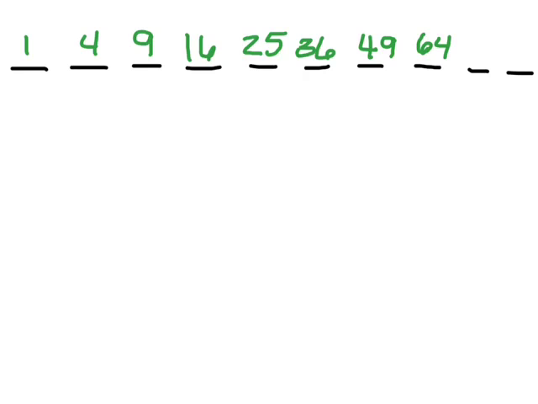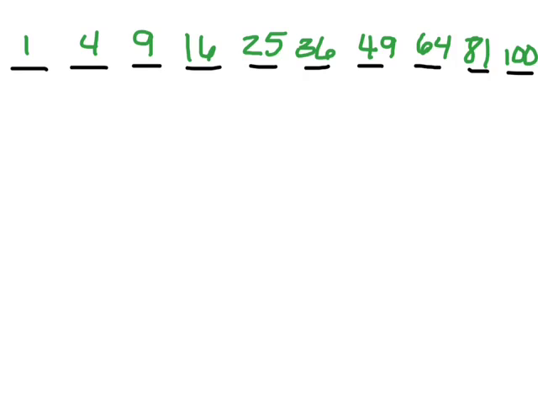So 1 squared is 1. 2 squared is 4. 3 squared is 9. 4 squared is 16. 5 squared, 25. 6 squared, 36. 7 squared, 49. 8 squared, 64. 9 squared, 81. And 10 squared is 100. And we're going to use those to help us simplify these radicals in our notes.